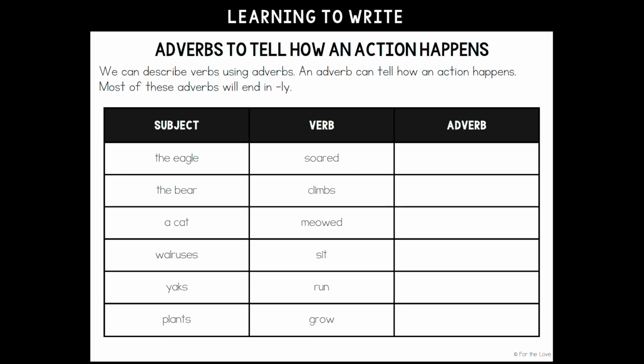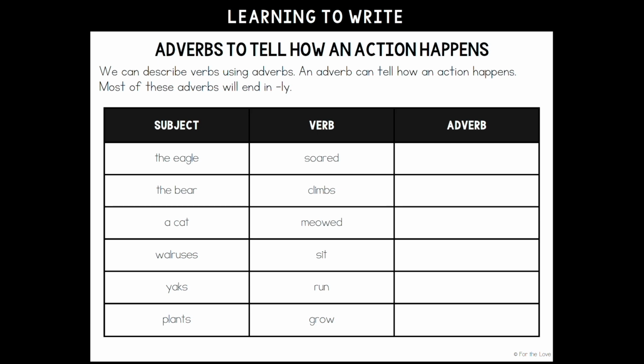Now, this page is specifically about adverbs that tell how something happens. There are different adverbs that we're going to go over in this lesson, but you will want to break this out into multiple days. So here, the chart that the students are going to complete, they're given a subject, a noun, and then a verb, and they need to describe how the verb is done. So the eagle soared. How did the eagle soar? That would be your adverb.